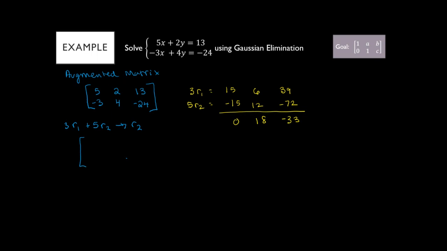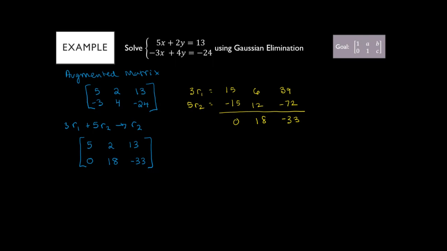So after I've done that calculation, I'm going to rewrite my matrix. So my first row has not changed, but my second row is going to have 0, 18, and -33.